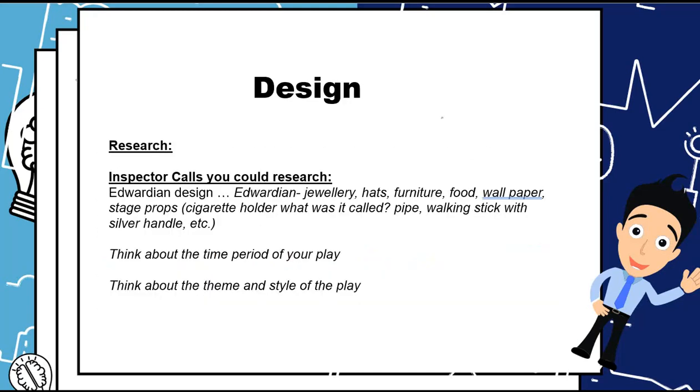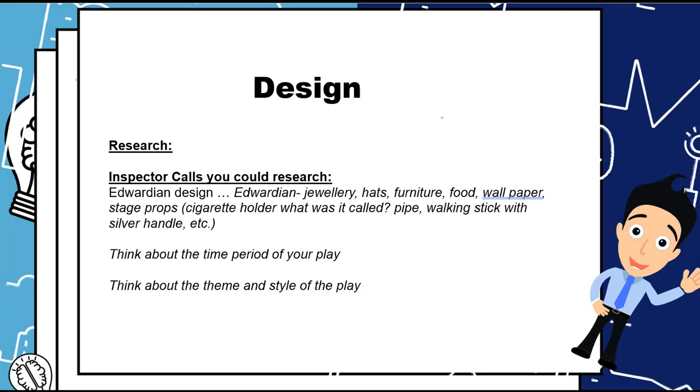So when we think about design, we'll say An Inspector Calls, it could be any play, but for An Inspector Calls, we would look at the Edwardian design. What jewellery, hats, furniture, food, what wallpaper, what props, a cigarette holder, what was it called? A pipe, a walking stick with a silver handle. So think specific. Yes, we might say Mrs. Birling, she is a rich, well-to-do character, so we're going to flood her in jewellery.